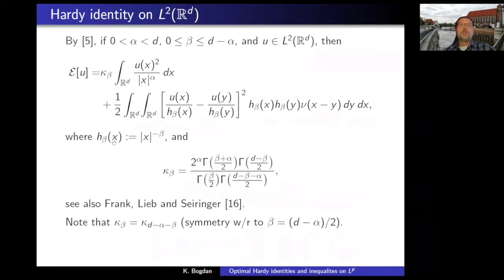Here, h beta is x to the power negative beta with some constant. This constant kappa beta here is given by a ratio of 4 gamma functions. I should mention that Frank, Lieb, and Seiringer have this result. This result is cited from Kim, myself, and Dyda, 2016, I believe. But Frank, Lieb, and Seiringer have the same identity, only on a smaller class of functions, like test functions with support outside of 0.